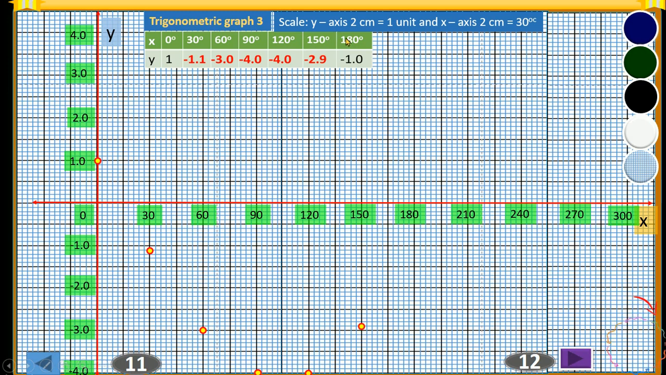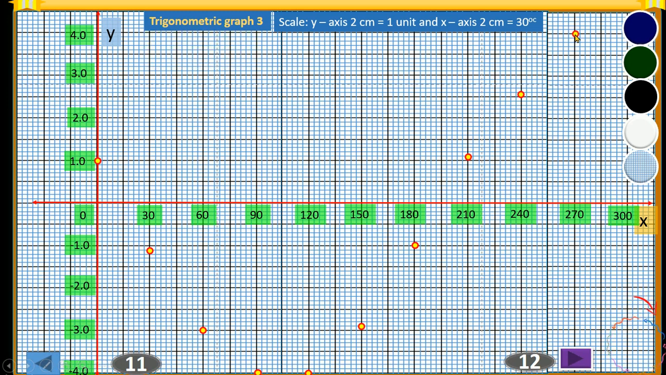So now, when x is 180, y is minus 1. Then when x is 210, y is 1.1. This is 210 here, and this is 1, and then 1.1 at this point. When x is 240, y is 2.6. 240 here, and this is 2, so 2.6 will be here, 2.5, 2.6. When x is 270, y is 4, at this point.